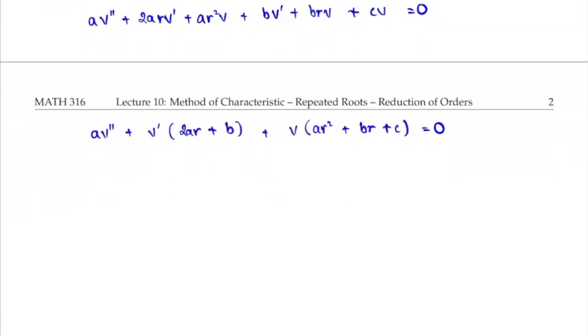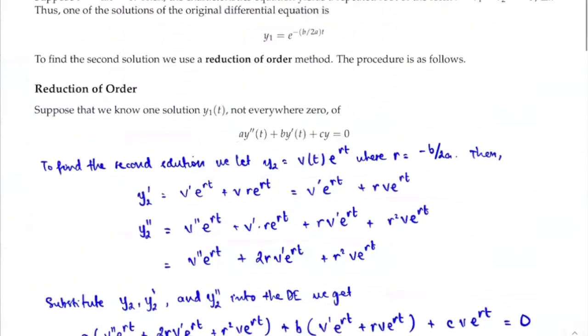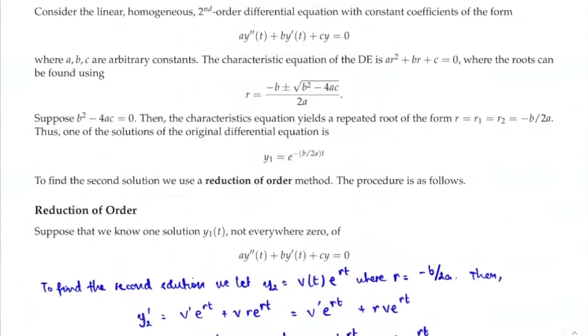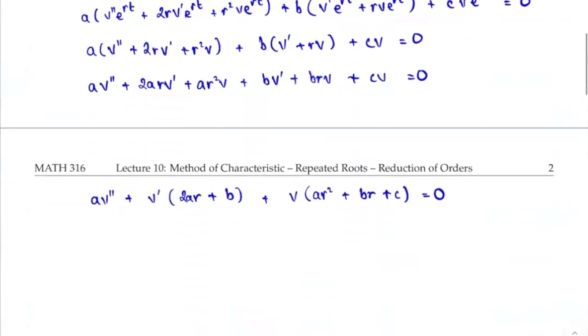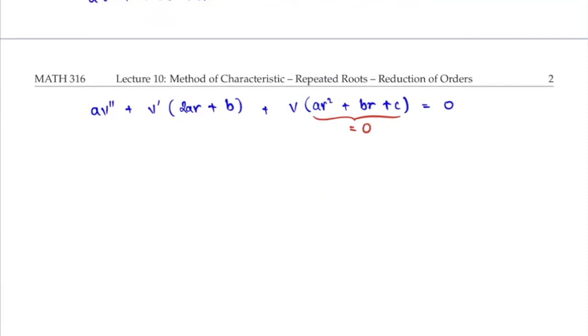Okay. Here's a few things that you have from the setup. Starting from the second order differential equation, you get the characteristic equation of the form ar squared plus br plus c equal to 0. So we're going to use this expression and replace that here. ar squared plus br plus c is equal to 0, so this term right here is 0. Now you're left with just a times v double prime plus v prime times 2ar plus b equal to 0.